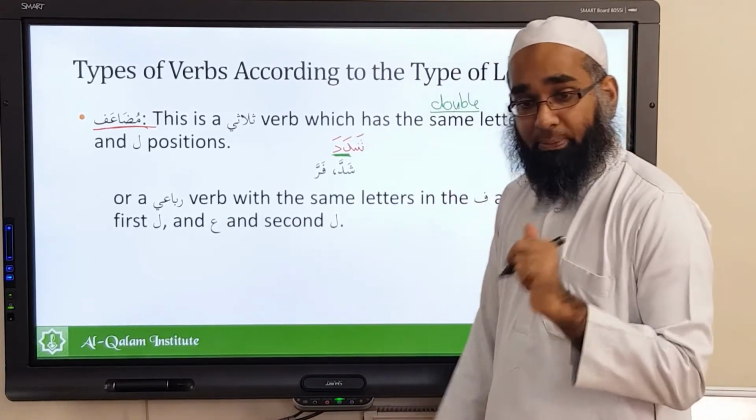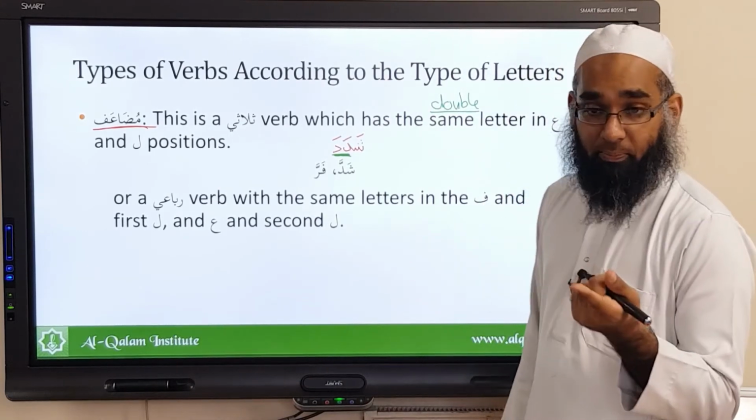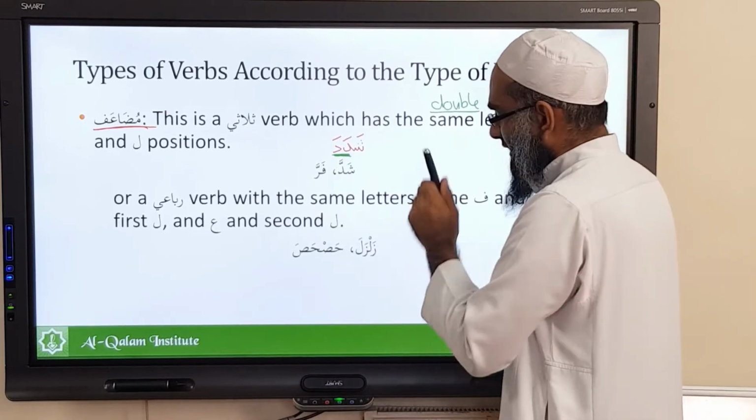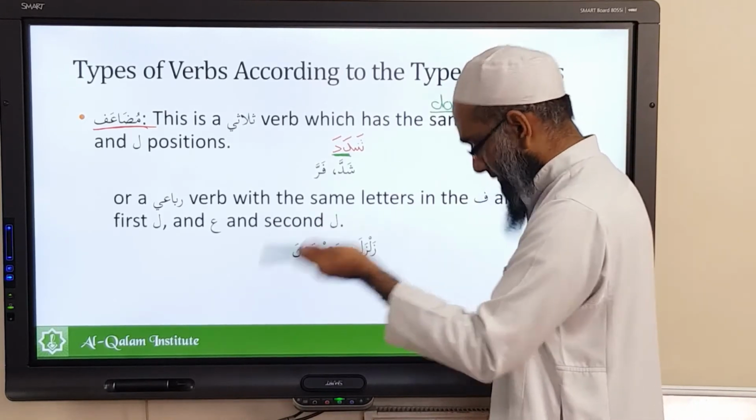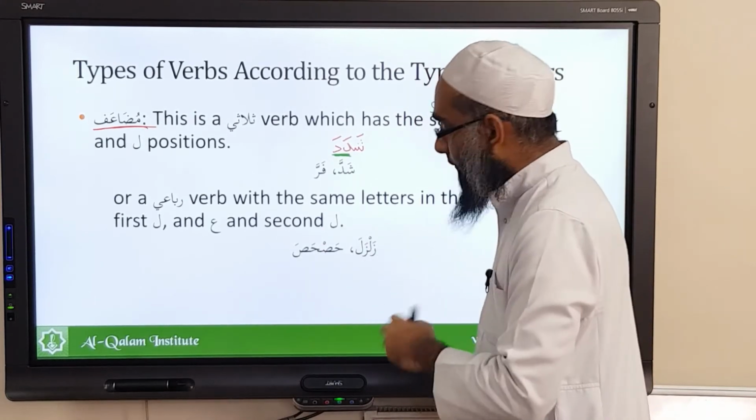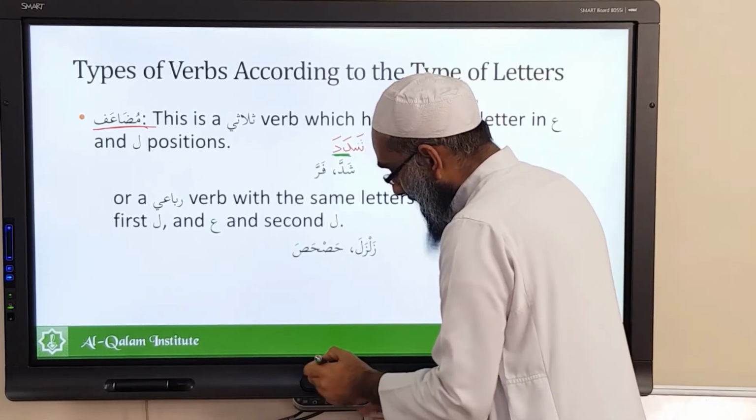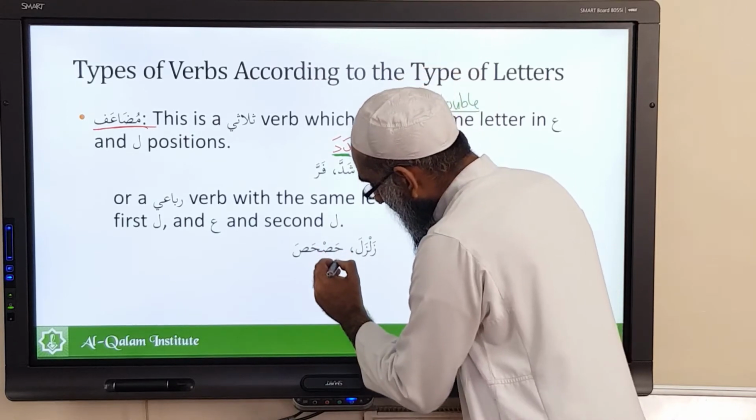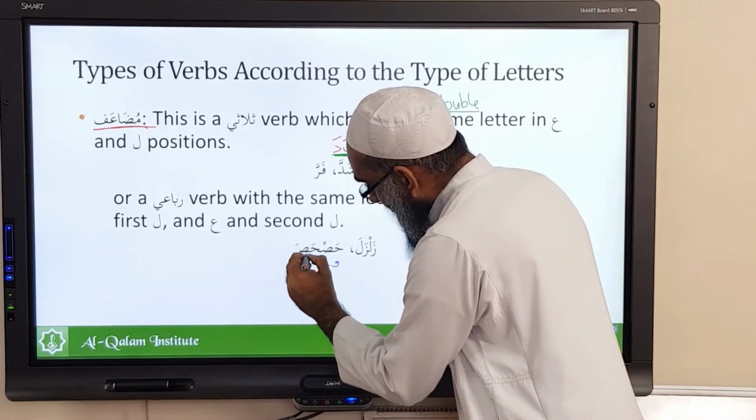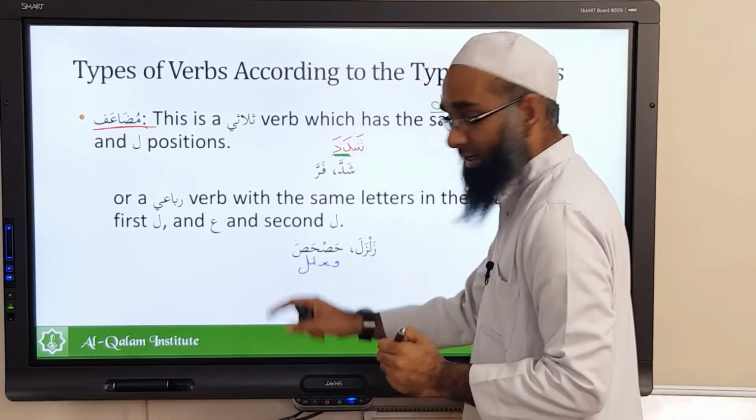When it's ruba'i, what happens? If you have a ruba'i verb, the double letters come here: the fa and the first lam, or the ain and the second lam. Let me give you an example, zalzala, let's say hashasa. This is mudha'af. Why? If you look at the pattern, it is fa, ain, lam and lam. So fa, ain, lam, two lams.